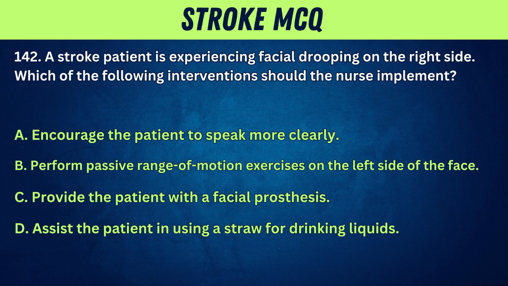142. A stroke patient is experiencing facial drooping on the right side. Which of the following interventions should the nurse implement? A. Encourage the patient to speak more clearly. B. Perform passive range of motion exercises on the left side of the face. C. Provide the patient with a facial prosthesis. D. Assist the patient in using a straw for drinking liquids.